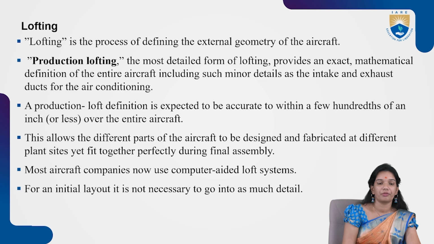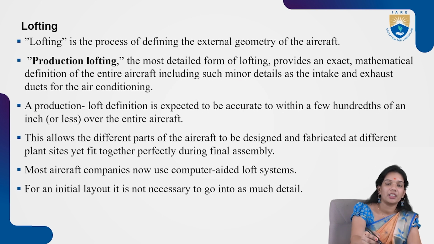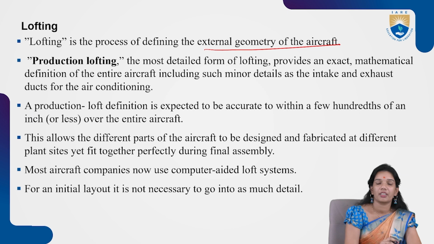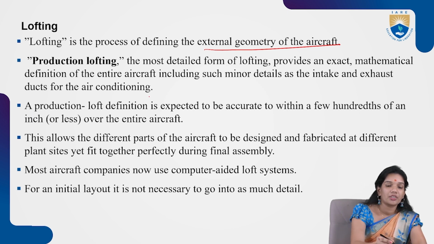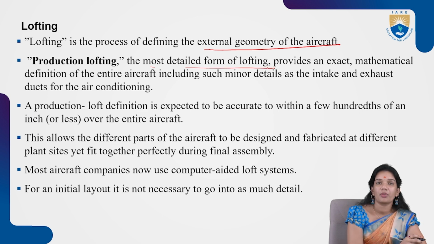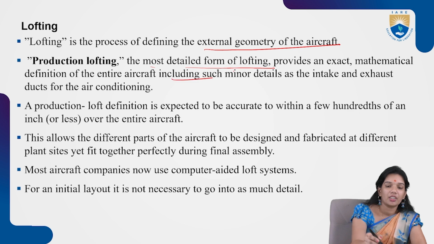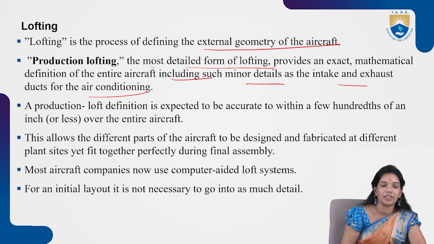Right. So next is lofting. Now lofting is a process of defining the external geometry of an aircraft, right? In that we have production lofting. When we say production lofting, it is the most detailed form of lofting, which provides an exact mathematical definition of the entire aircraft, including minor details such as the intake and exhaust ducts of the air conditioning.